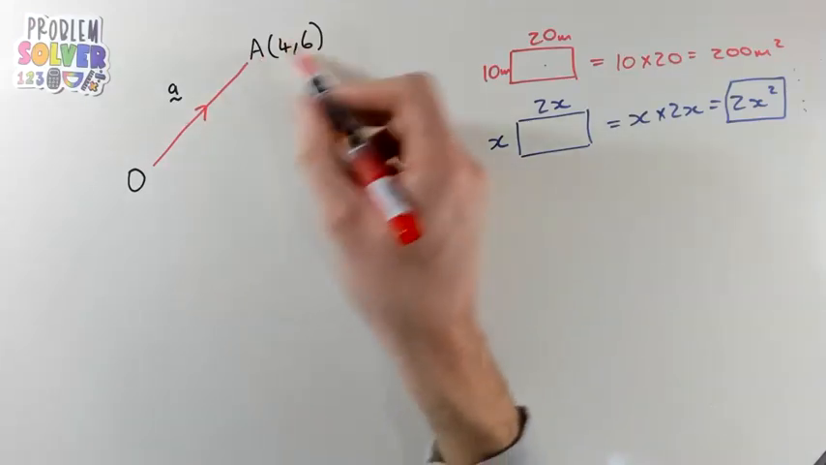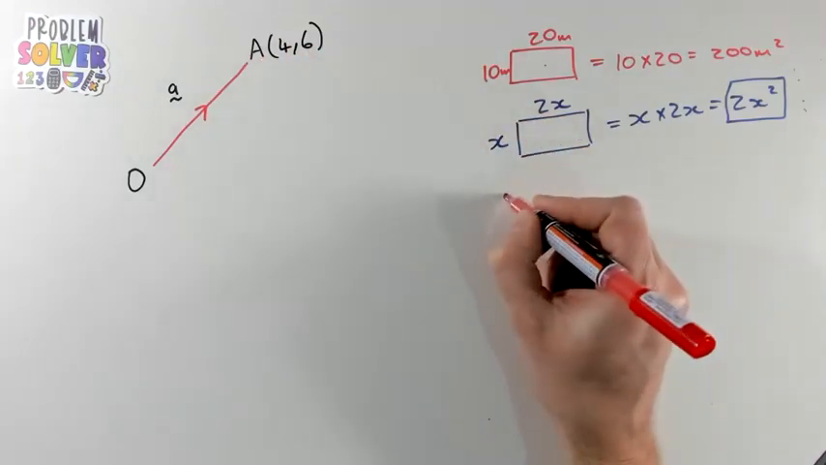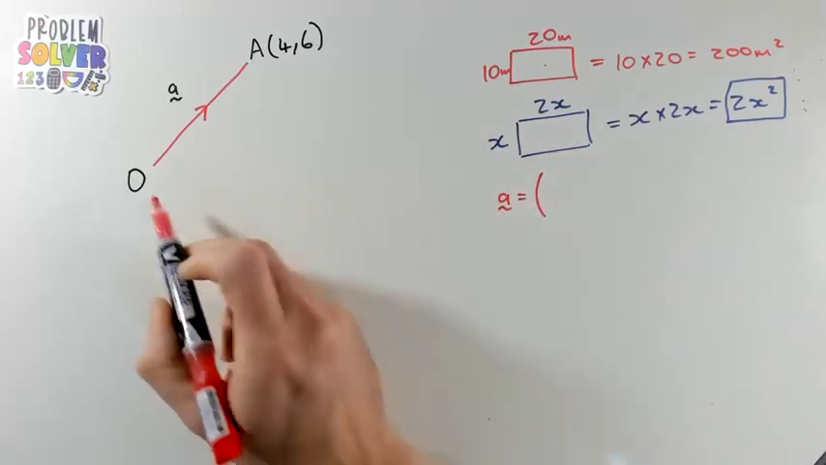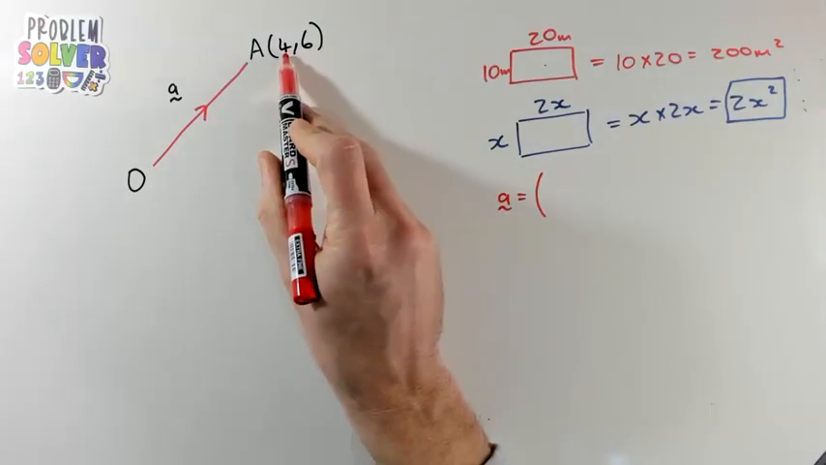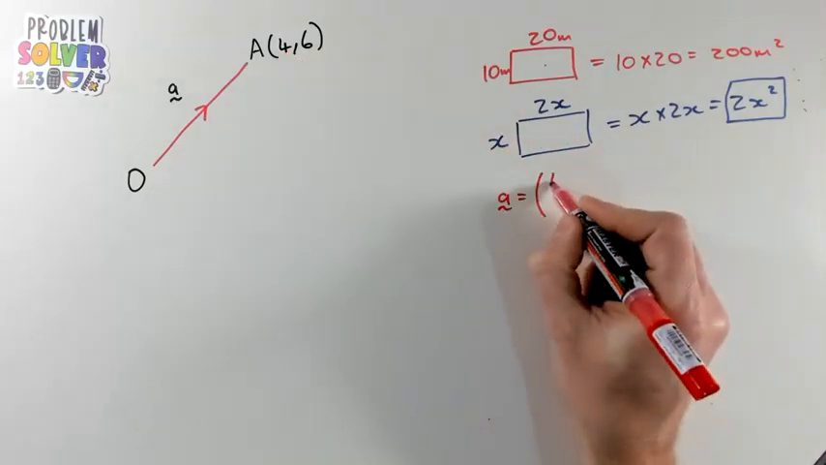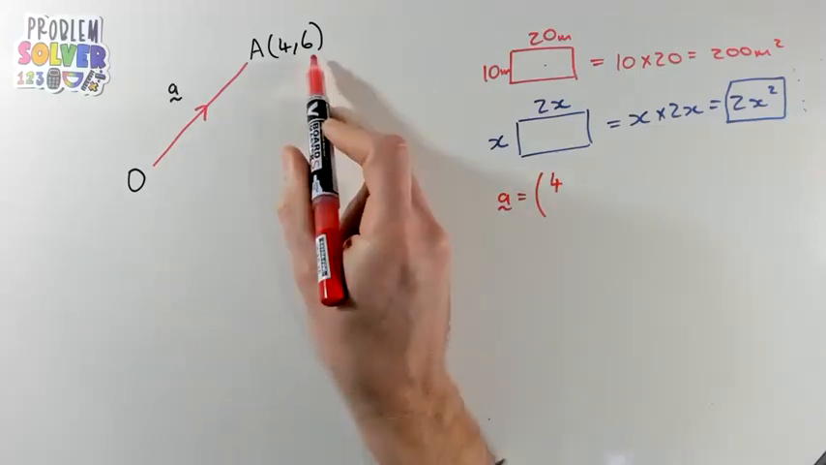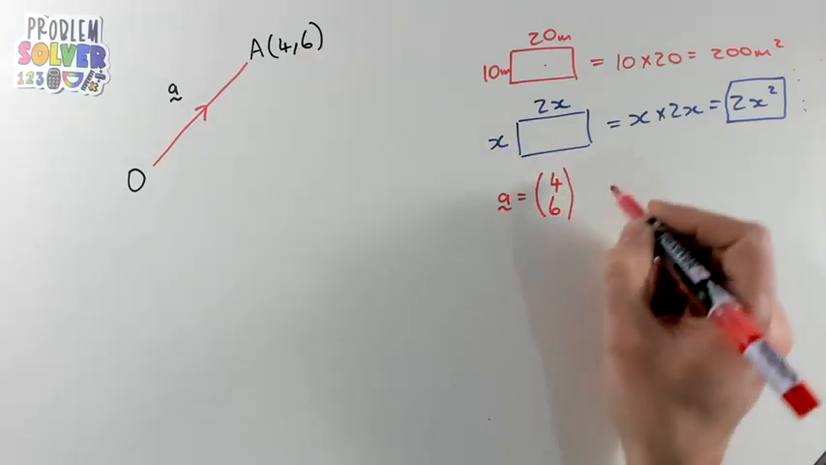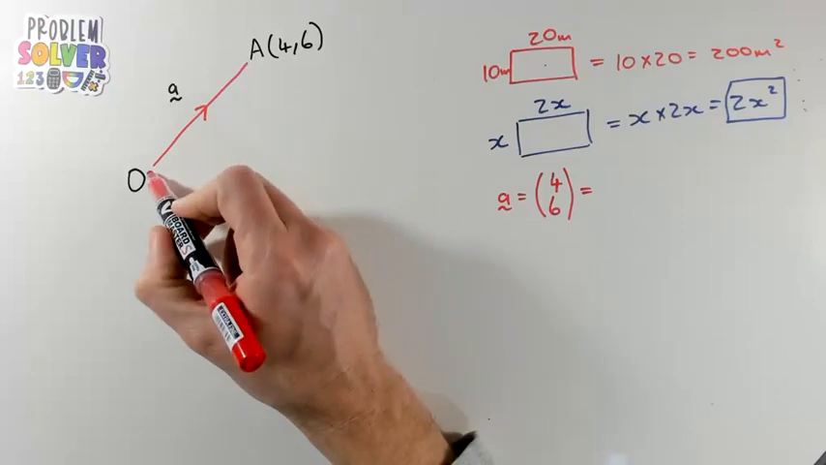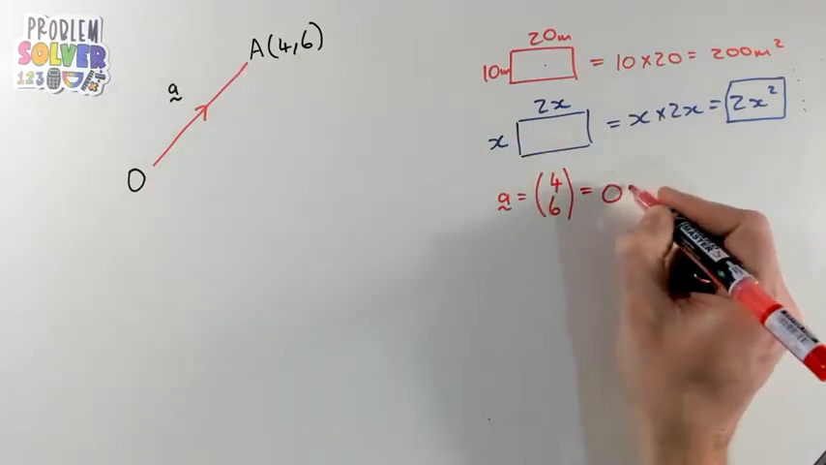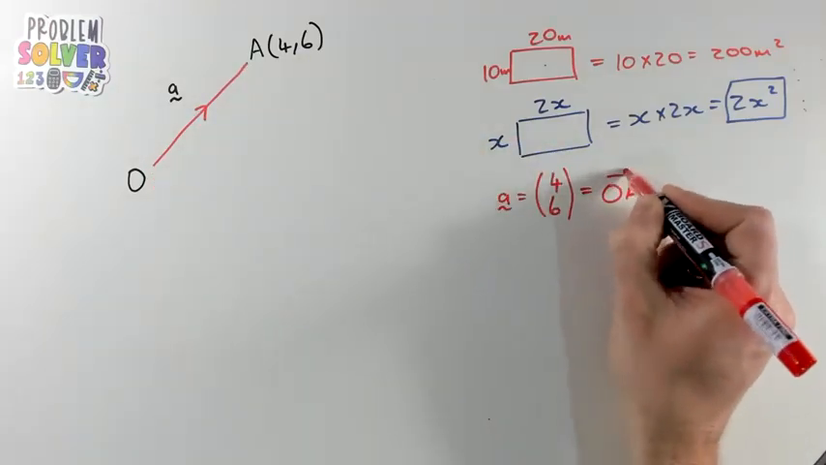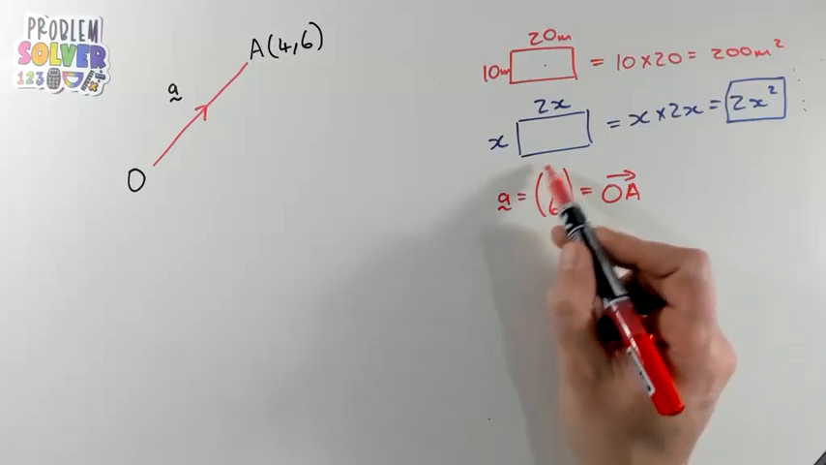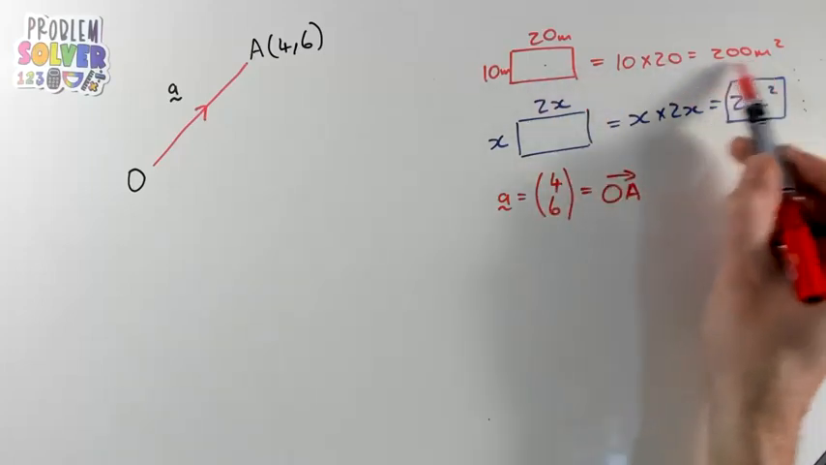If I wanted to write A as a column vector, then I'd say, well, I started at the origin and I moved 4 units forward. So there's going to be a 4 there. And I moved 6 units up. So as a column vector, that's what it looks like. I can also say I'm going OA, from O to A. So this is all the same thing, but I have actual numbers, just like there I had actual numbers.